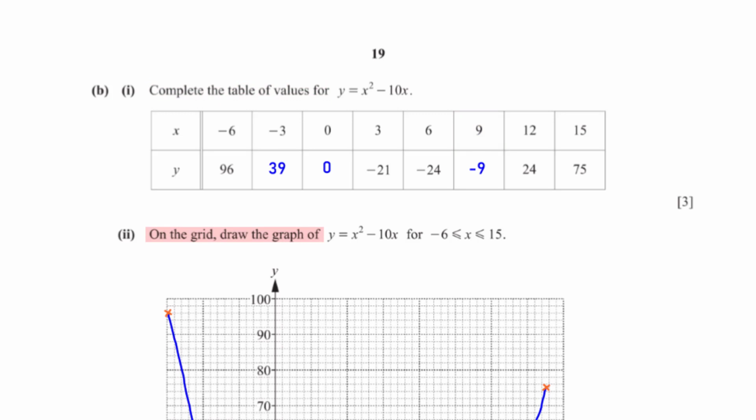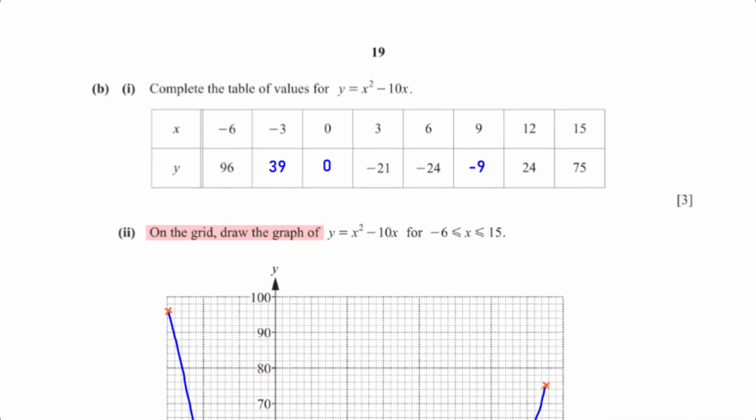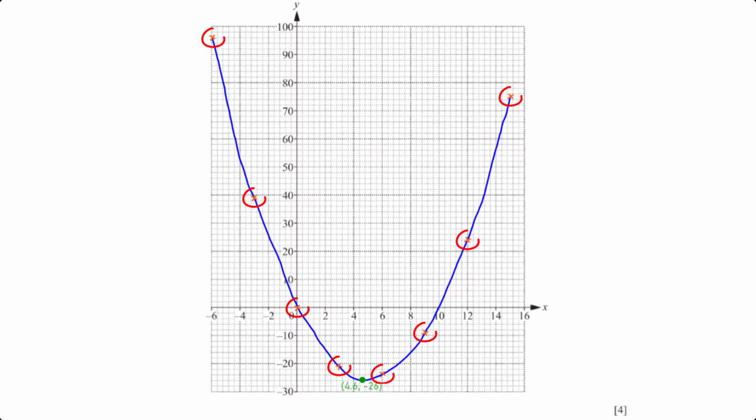On the grid, draw the graph of y equals x squared minus 10x, for x greater than or equal to -6 and less than or equal to 15. So on the grid, we plot all the points in the table and connect the points with a smooth line.